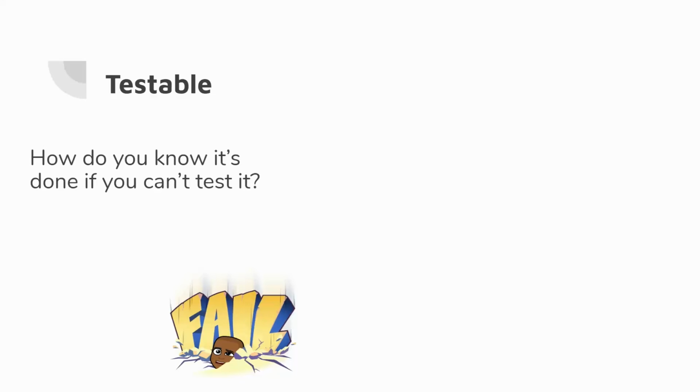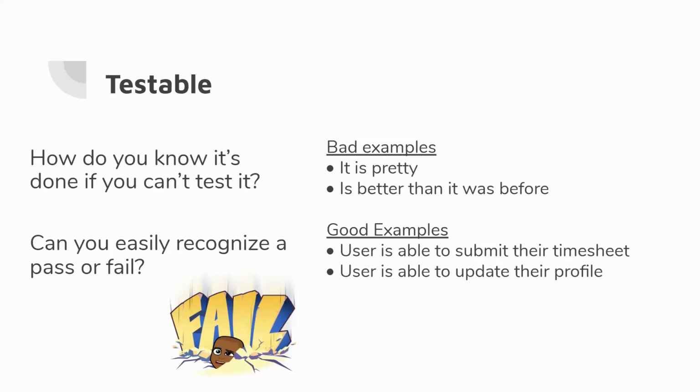Testable is the last letter in our acronym, and it's also the same T that's in the acronym SMART for writing requirements or even defining goals. I mean, it basically means, how do you know it's done if you can't test it? So can you easily recognize a pass fail? Really, when you're doing this, you're doing it for your developer so they can have confidence when they say, hey, I've done the thing you've asked, that you'll look at it and say, yes, that is exactly what I was looking for.